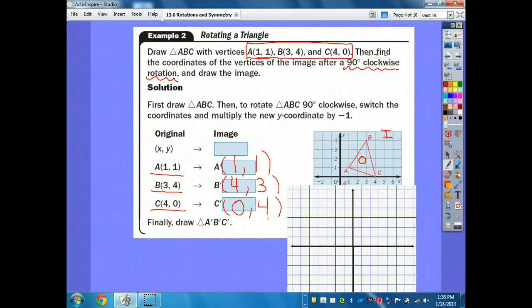Okay, after I flip them, now I have to decide, do I need to change the signs of the X's, all of this row, or the Y's, all of this row? And by changing the signs, I mean doing what? Multiplying by -1. Multiplying by that -1. Now here's an easy way to help you remember which one you're supposed to change.